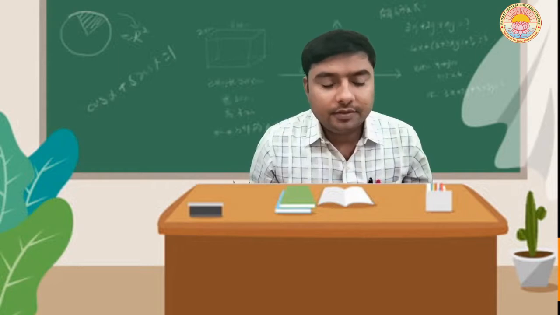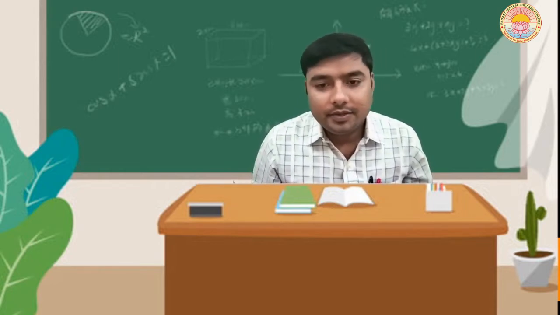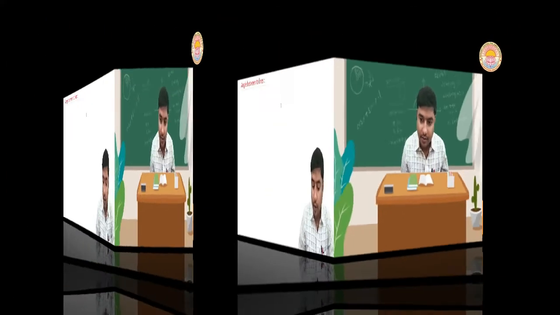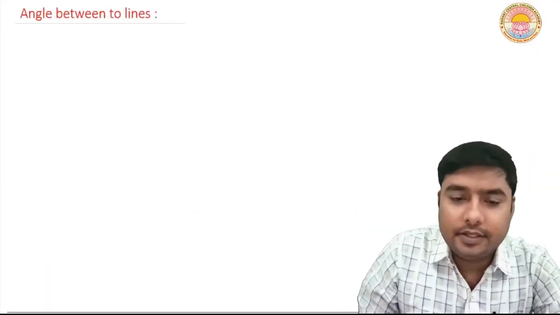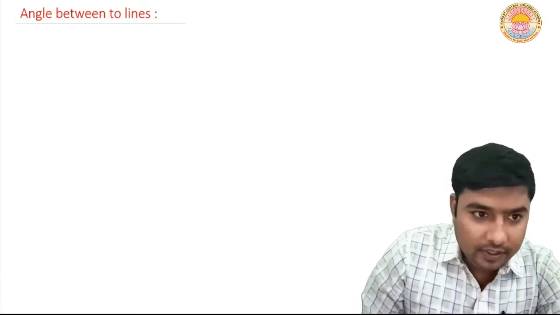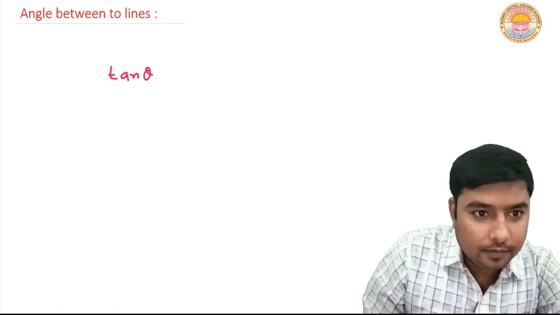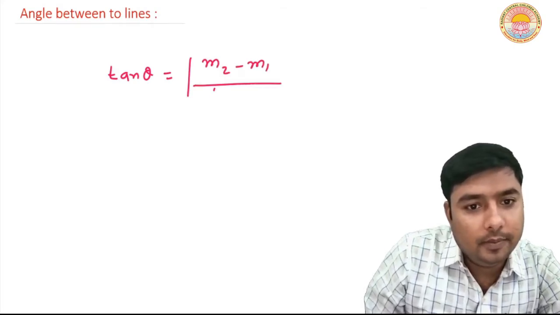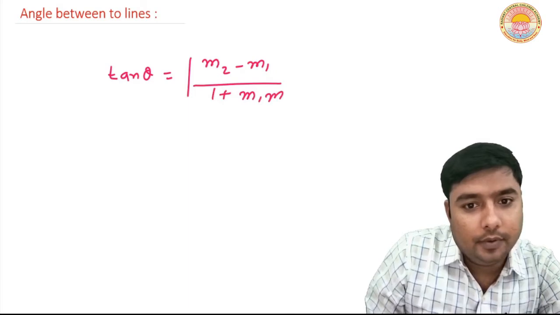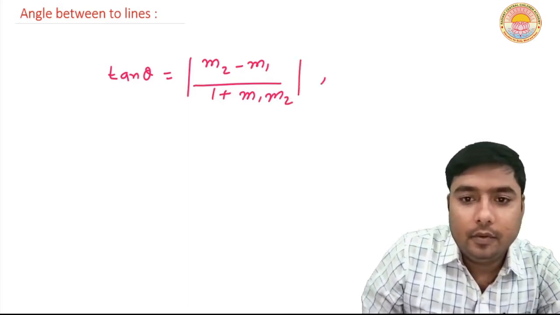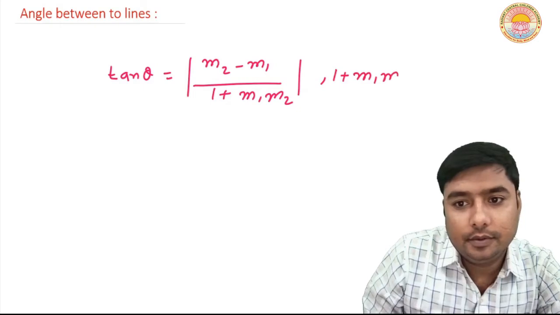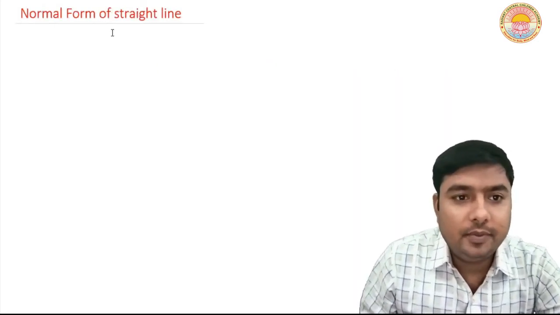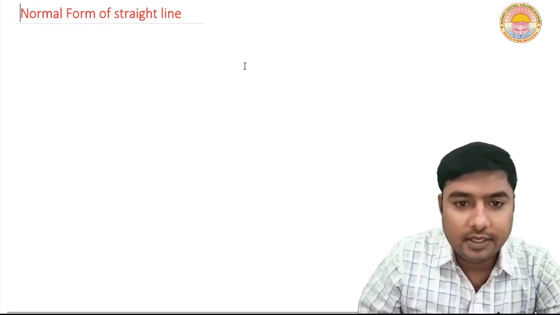Today we will discuss two points: the normal form of the equation of a straight line, and the angle between two lines, which I have already discussed. For the angle between two lines, we can use the formula tan theta equals mod of (m2 minus m1) upon (1 plus m1 m2), where 1 plus m1 m2 is not equal to 0. Now today we will discuss the normal form of a straight line.